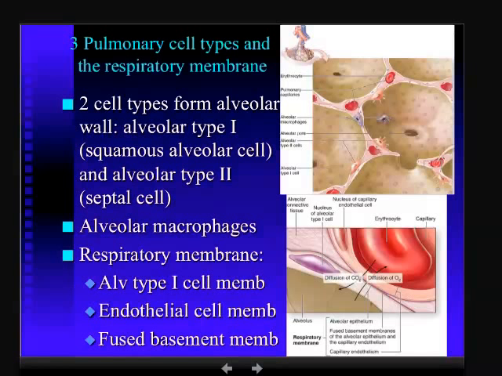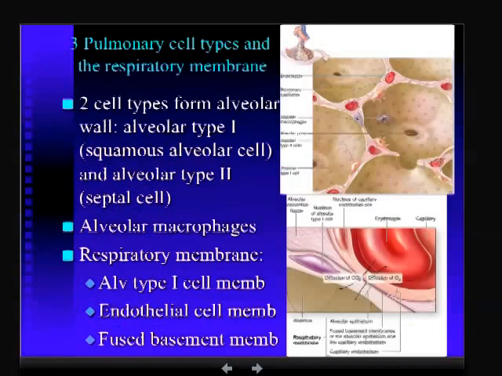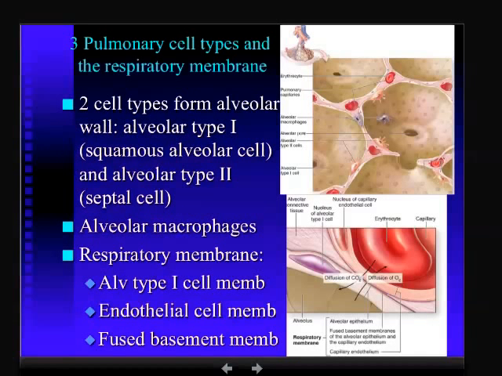Go ahead. That's right. Yeah. It's the alveolar wall and it's the capillary wall. And the capillary wall is the endothelial cell. And the fused basement membrane sits in between those two, right? That's what's in between the two. The alveolar sac, its basement membrane, and the capillary, its basement membrane, and that's it. That's why we call it the fused basement membrane. All right? Okay? Good.